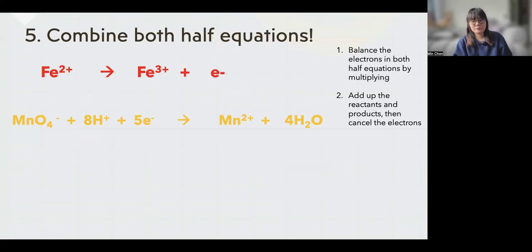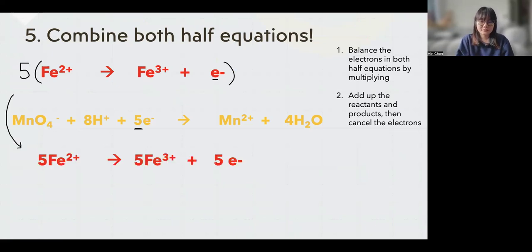The very last part is to combine both half equations together. In this case, we have to first balance the electrons by multiplying. There are 5 electrons here. So in the other half equation, you have to make it 5 electrons as well. To do that, simply multiply it by 5. And so this is the equation you will get.